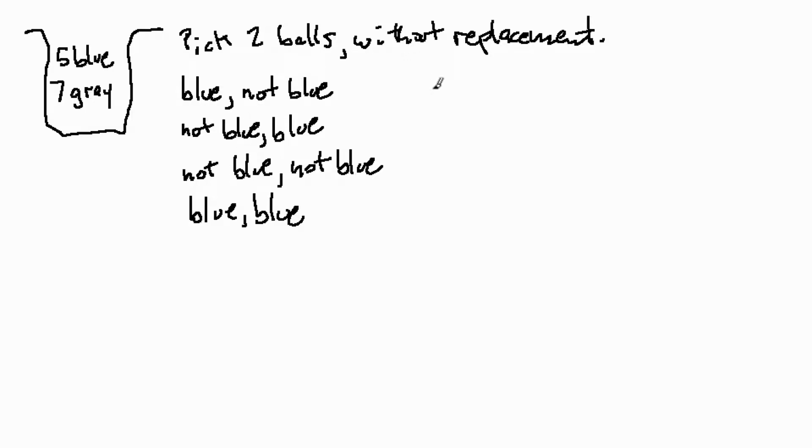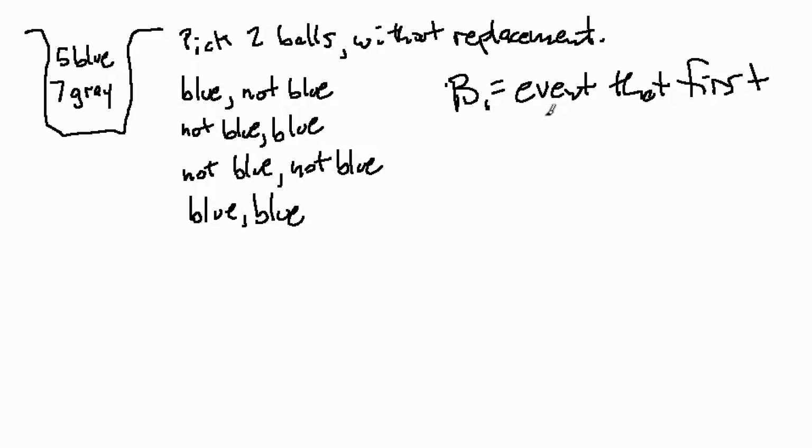So your author says, let's adopt the following notation. We'll let B1 equal the event that the first ball is blue. So, of course, if we do that, then B1 complement is the event that the first ball is not blue.